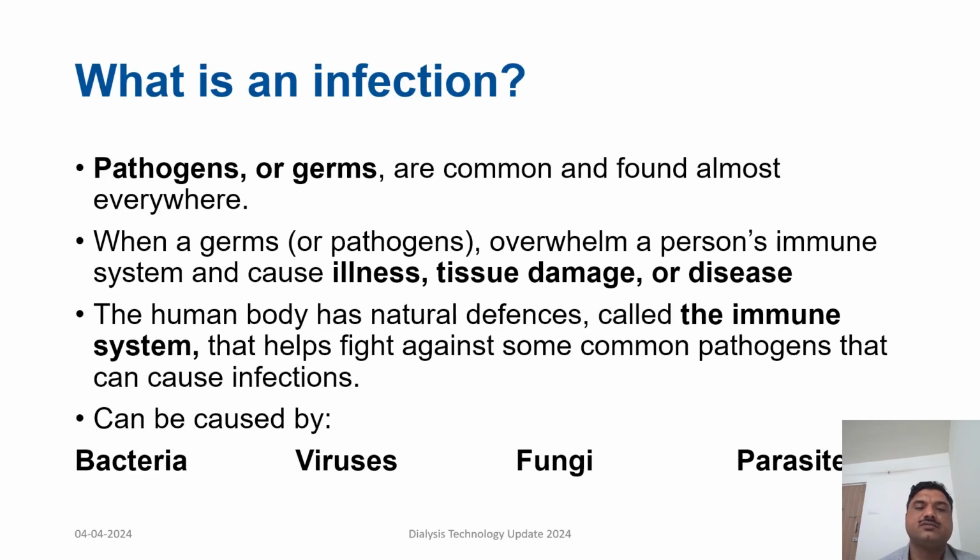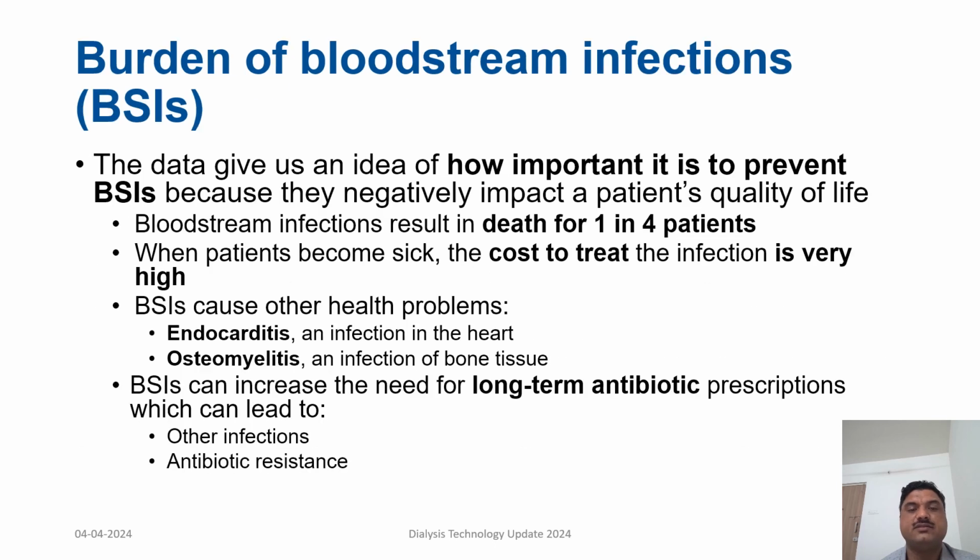So what is infection? Infections are caused by pathogens or germs, which are frequently found everywhere. These germs, when they enter the body, cause illness, tissue damage, or a disease called sepsis. Our human body has developed a natural defense mechanism called the immune system, which fights against these pathogens. The common pathogens include bacteria, viruses, fungi, and parasites.